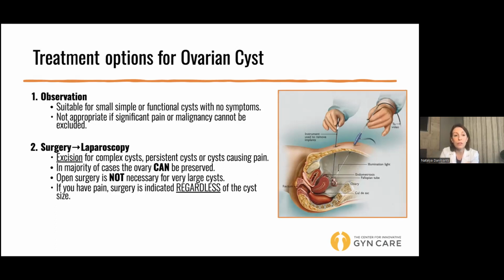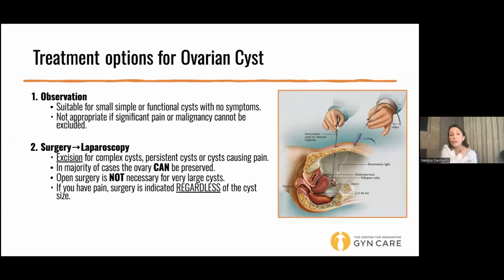Surgery, again, laparoscopy, involves excision of cysts. In the majority of cases, the ovary can be preserved. So even if you have a large ovarian cyst, and there's a range for large, unless it's the size of the cyst that the guy was holding, if it's 10, possibly even 15 centimeters, you could potentially preserve the ovary depending on the type of cyst and how it looks during surgery. So if there's some ovarian tissue still there, we could preserve it.